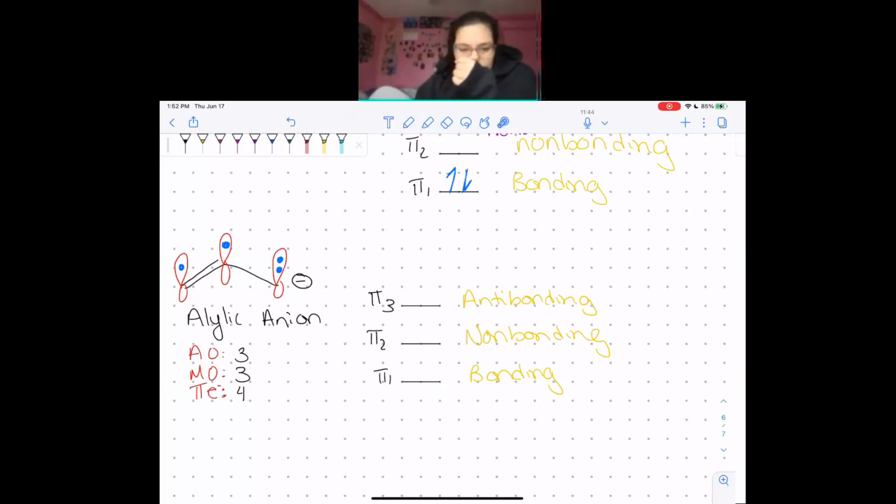Okay, so now we have 4 electrons. So we're going to do 1, 2, go up to the second energy level, 3, 4. So which one is the HOMO? Pi 2, I agree. And which one is the LUMO? Pi 3. Yep. And I forgot to give pi 3 his little star. Ta-da.